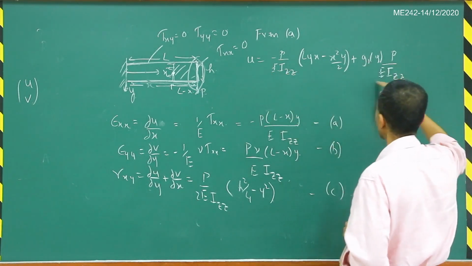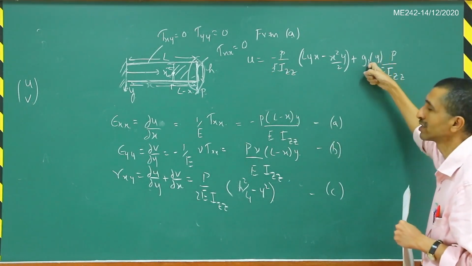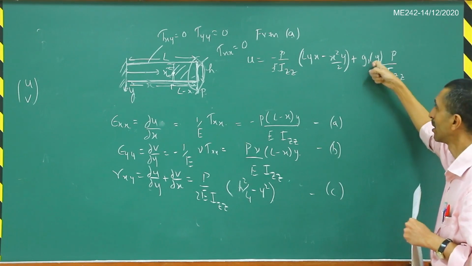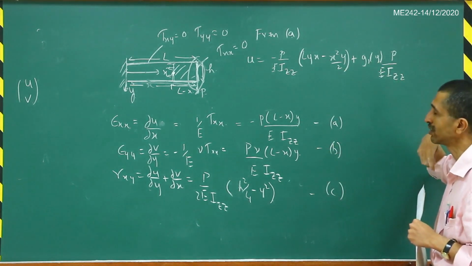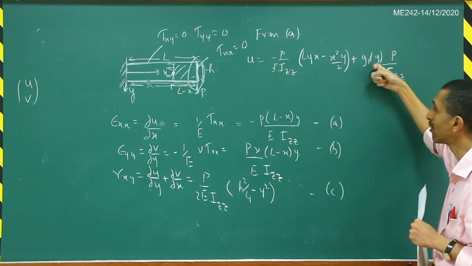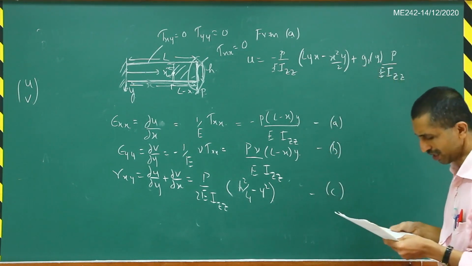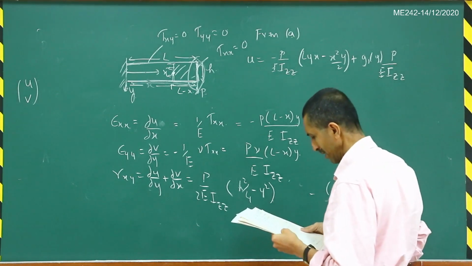When you differentiate with respect to x, this part will vanish, correct? So you have to add an integration constant. Except that in this particular case, because these are partial differential equations, you have to have a function of y. And similar things will happen for the other case also.